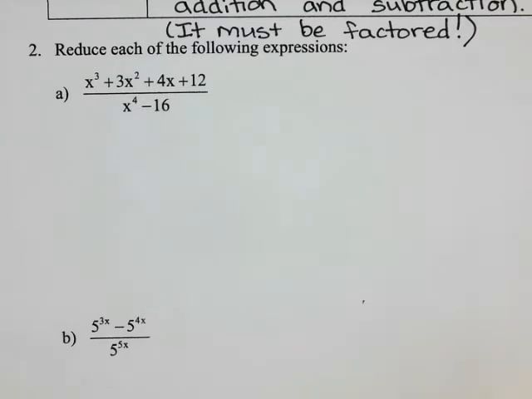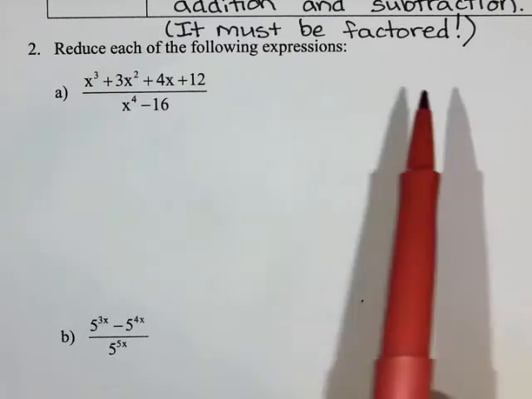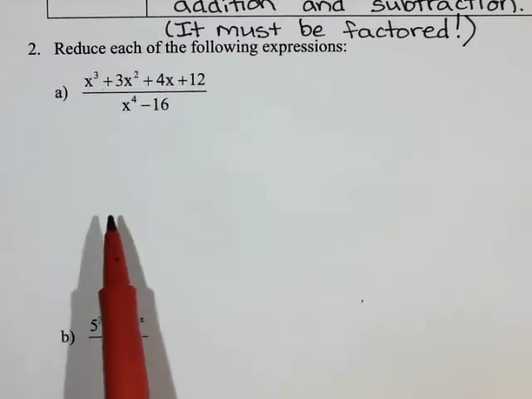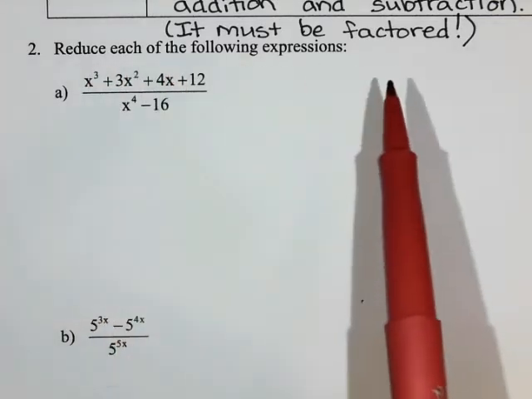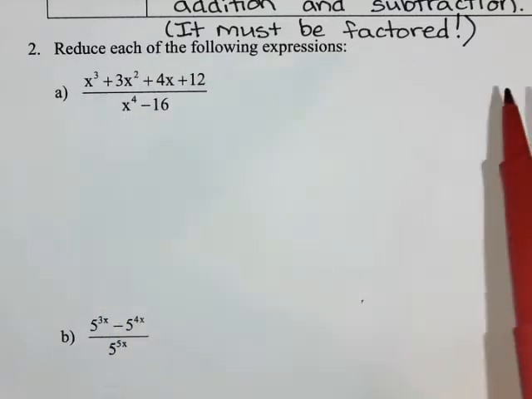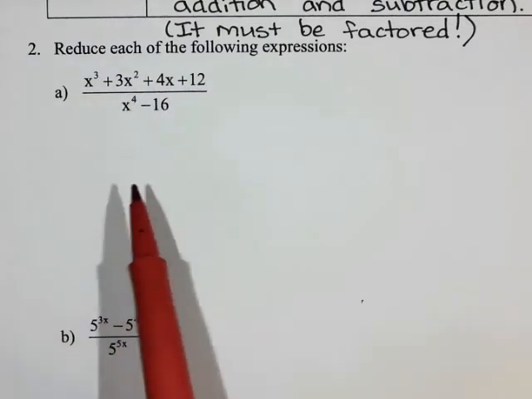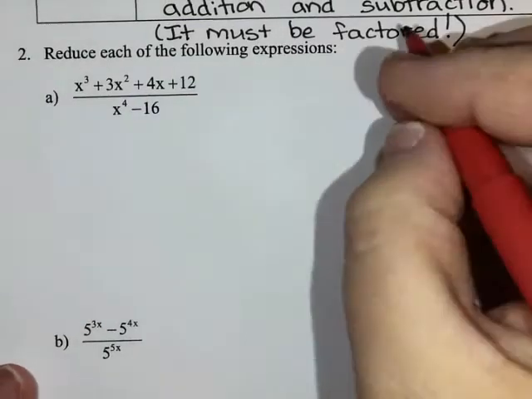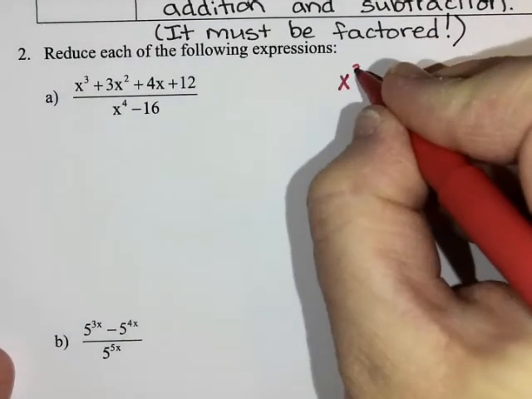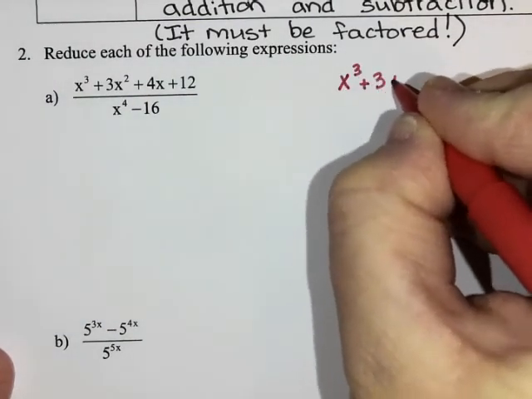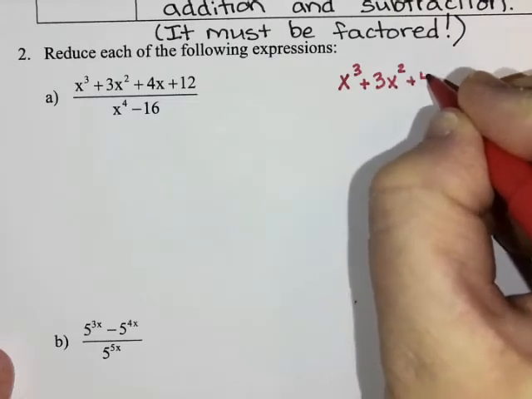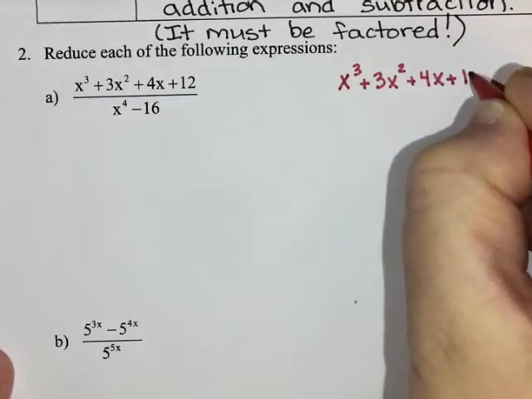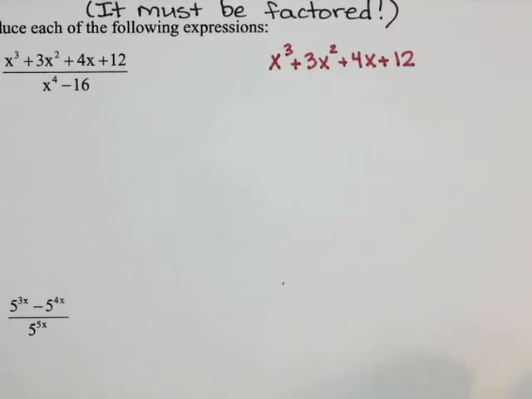If you would like to pause the video and try doing the factoring on your own, that would be fantastic. If not, you can follow along with me. I'm going to do them over in the margin. So I'm not going to factor them in the fraction. I'm going to take the numerator off to the side, factor it, take the denominator off to the side, factor it, and then put the answers back in over here. I'm going to start with x to the power of 3 plus 3x squared plus 4x plus 12. I want to factor that.